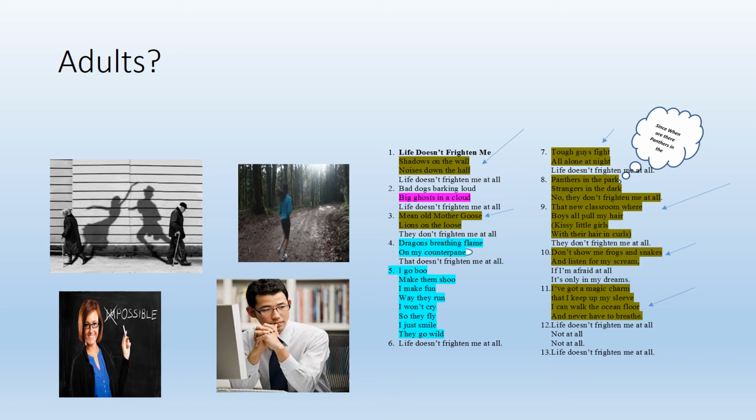Some students felt that the adult this poem could be referring to could be someone in the workplace. They looked at stanza 3 and saw the line about mean old Mother Goose. Their interpretation was that of a boss, someone who was mean and bossy and perhaps even a bully.